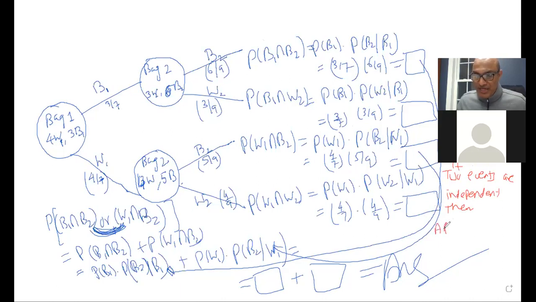Probability of A intersection B is equal to probability of A times probability of B, if they are independent. If they are dependent, only in that case it is B given A. But it is dependent, independent, separate. Right, guys?